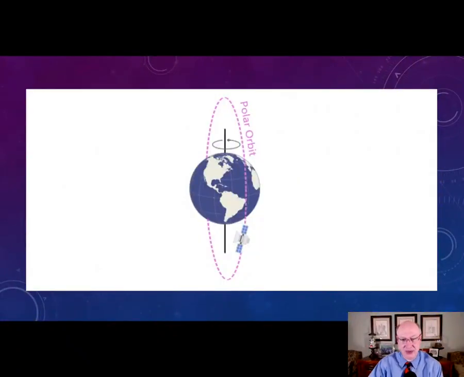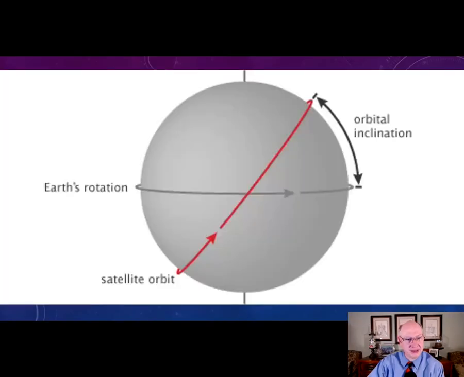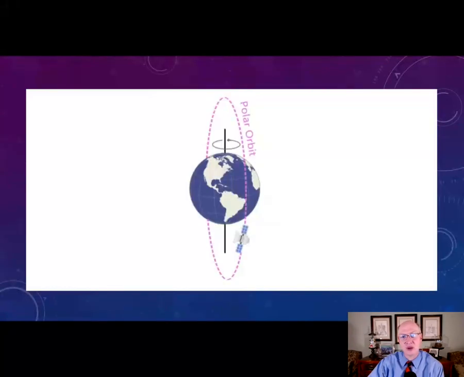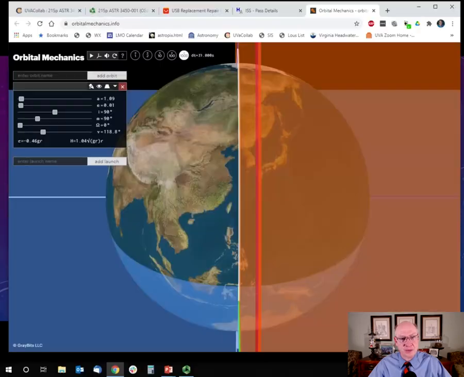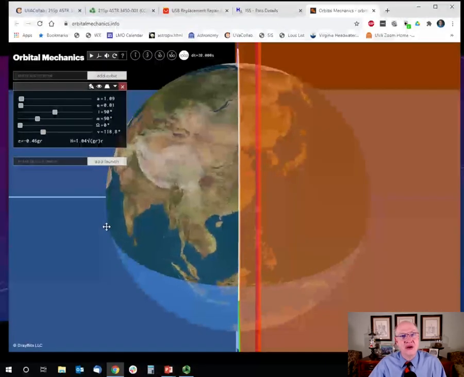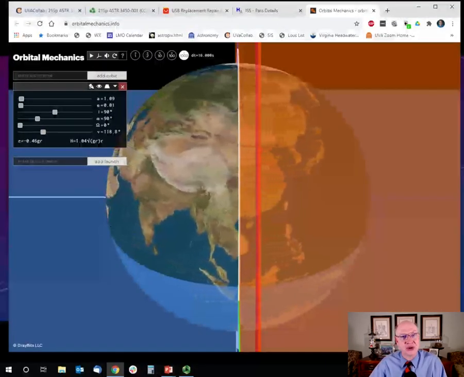To give you an example of an object that's in a polar orbit, there are a number of amateur satellite trackers who track top secret classified satellites in space. And one of those is USA 245. USA 245 happens to be an optical imaging spy satellite operated by the U.S. Space Force. And it is the last of the Keyhole 11 optical reconnaissance satellites.